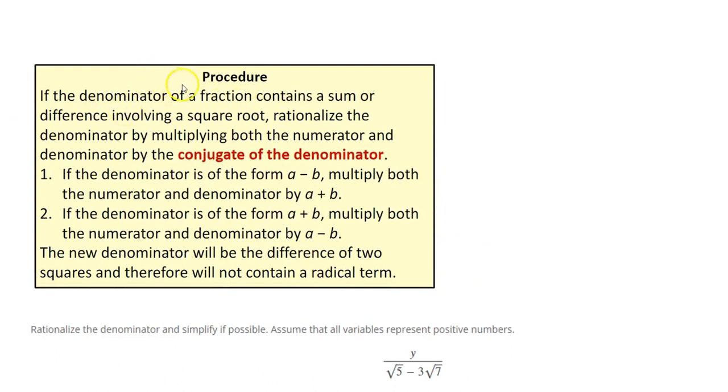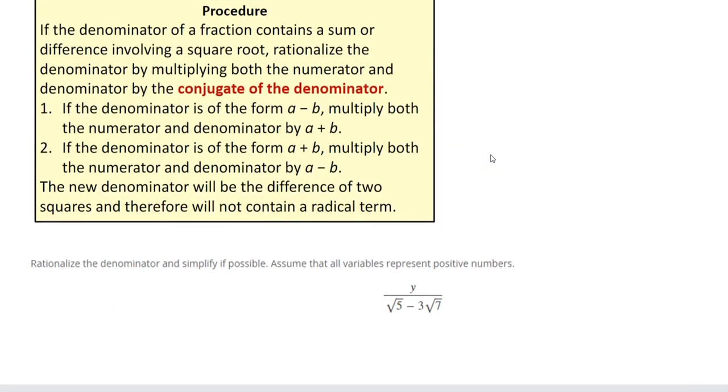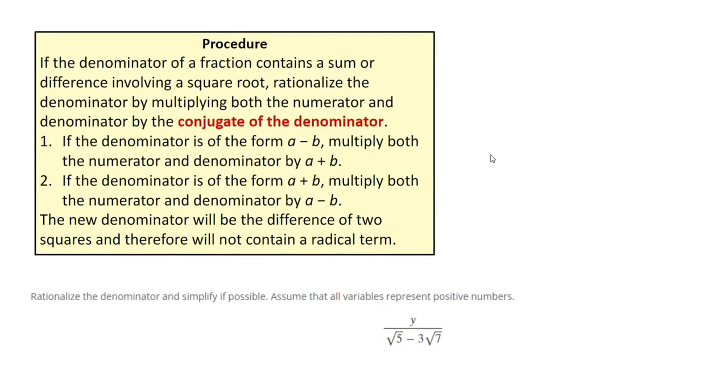Notice here, if the denominator of a fraction contains a sum or difference, subtraction, involving a square root, rationalize the denominator by multiplying both the numerator and the denominator by the conjugate of the denominator. Don't let that word scare you. Conjugate. Do not think of this as inverse though.